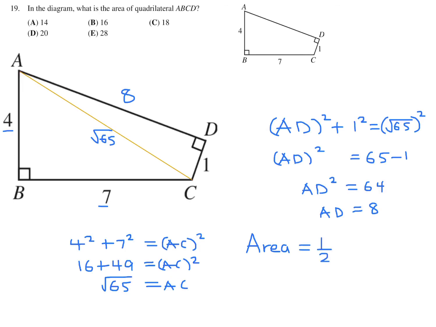So the first triangle is 1/2 base times height, base and height. So we got 1 and 8. And then the second triangle, 1/2 base times height, base and height. So we got 7 and 4. So 8 over 2 is 4. 7 times 4 is 28, divided by 2 is 14. And therefore that is 18. So 19, the answer is C.